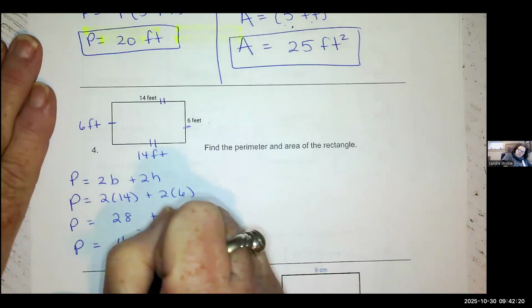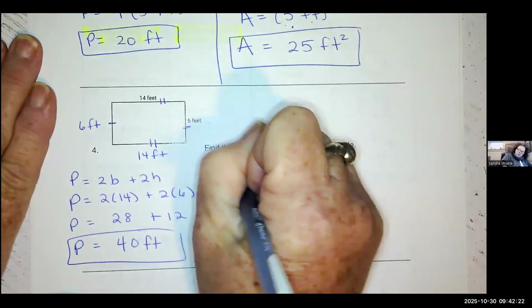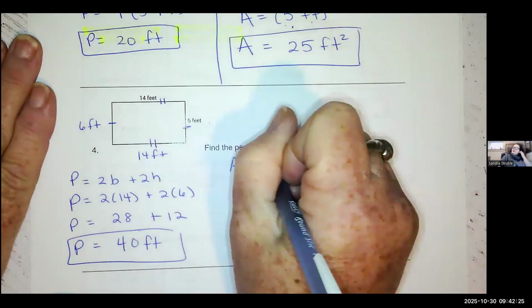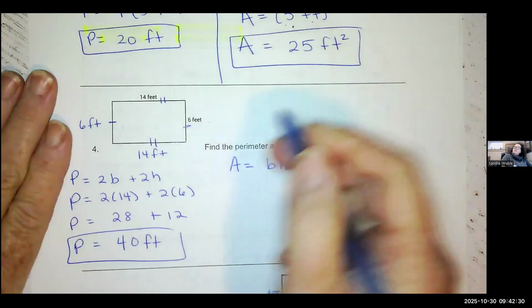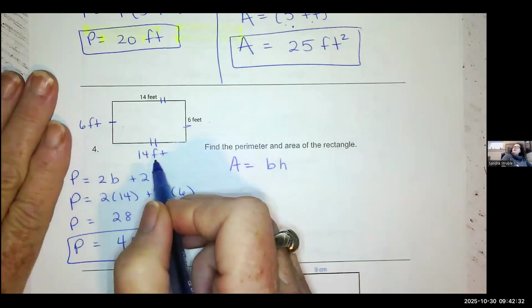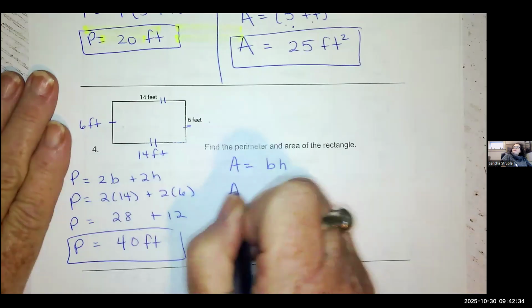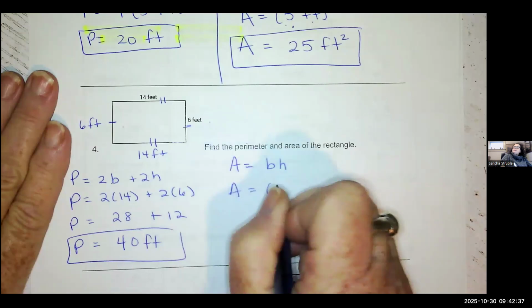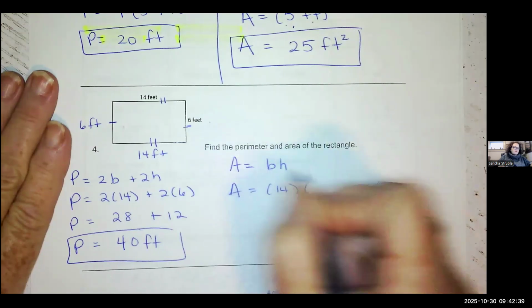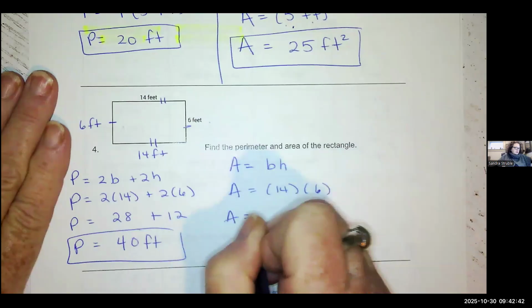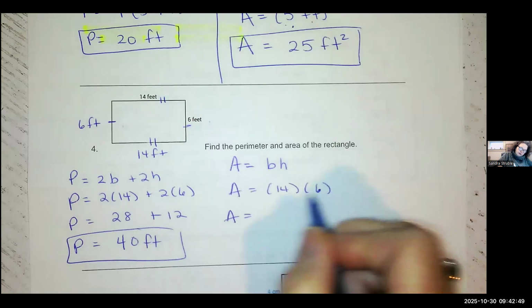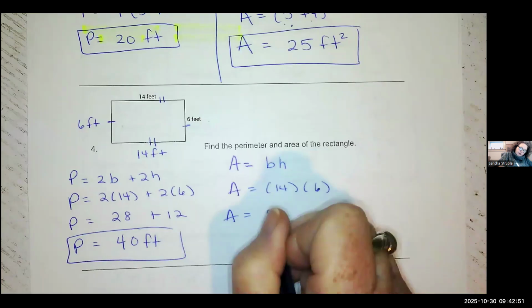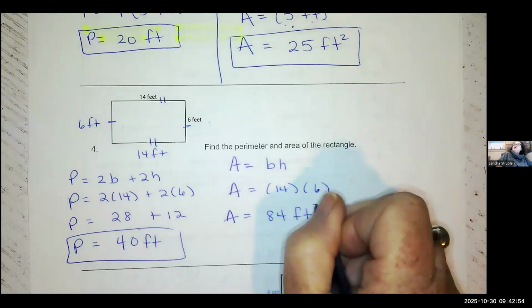Let's talk area. Area is base times height, or you could use length times width. It's your call. Do not multiply these. That would be really wrong. All right. So base is 14. Height is 6. I don't know where my calculator went. And I got 14 times 6 is 84. Don't forget to square your unit. You must answer with the correct unit.